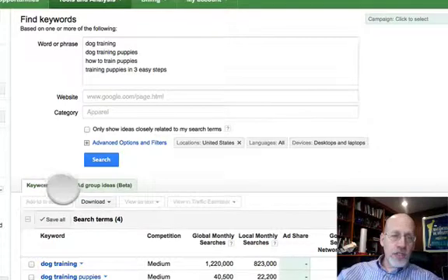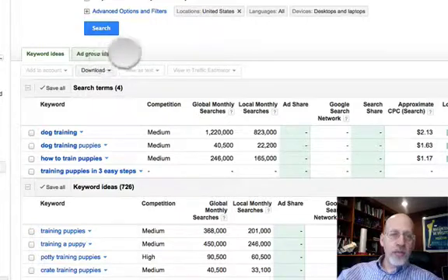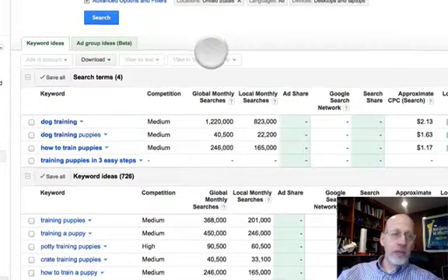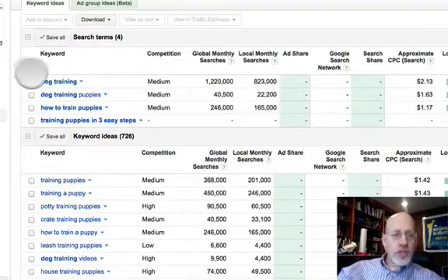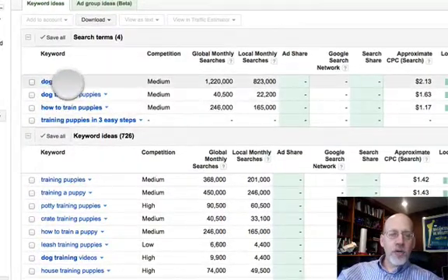I came down here, I just clicked on this keyword idea tab. We'll come back to the Ad Group Ideas Beta tab a little bit later. The first thing this shows us, though, if you look right up top, is how many people are searching for each one of our keyword phrases.